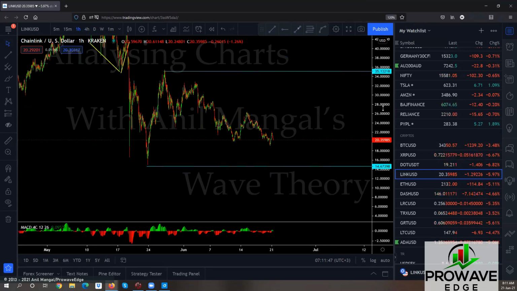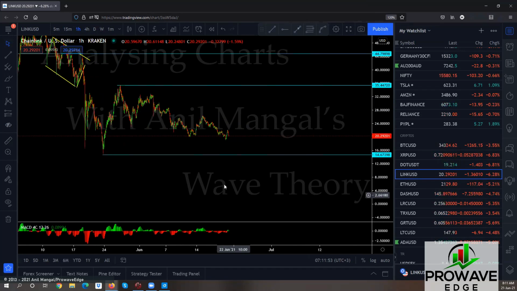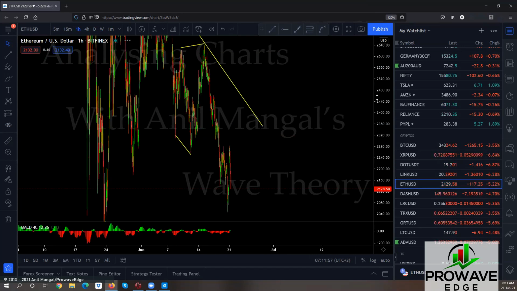Same here, all of them. This one is with correct. This is the impulse, and we're correcting downwards. We eventually go back up. Whenever the downwards is finished, they can come break the low and then go back up. Right? Same thing with Ethereum.